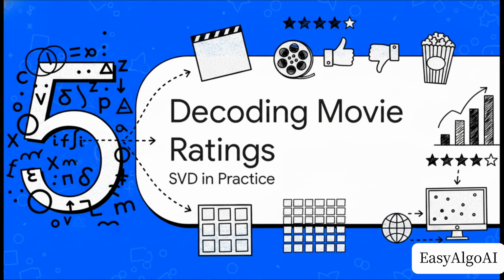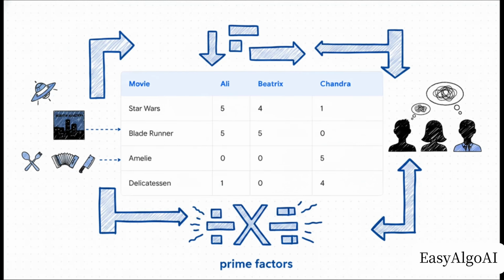Finally, step 5, decoding movie ratings data. All right, we've covered a lot of beautiful, abstract math. But what does this actually look like in the real world? How does a computer use all this to understand us? Let's bring this completely down to earth.